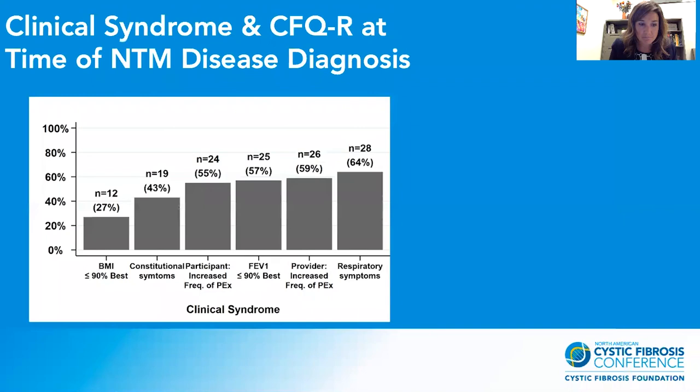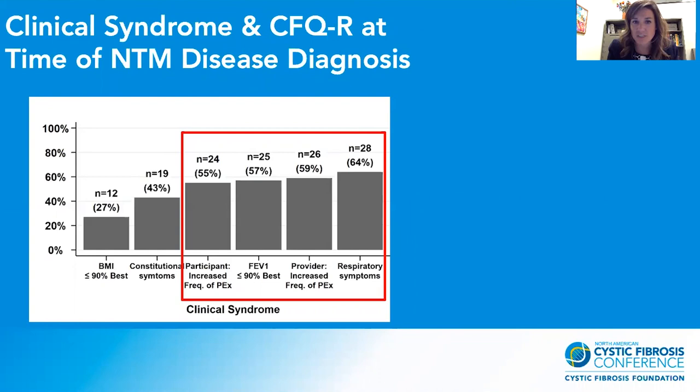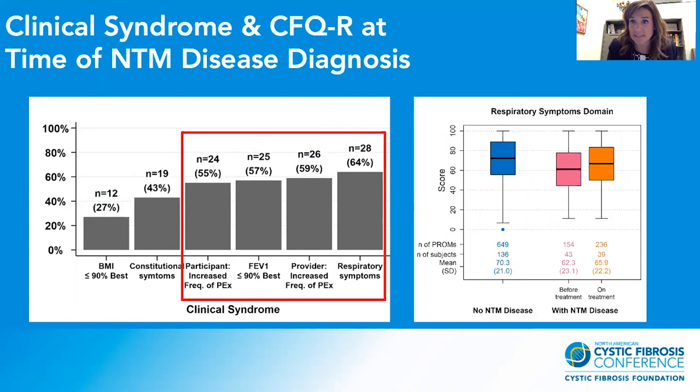I just want to show, as part of our current assessments for NTM pulmonary disease, we really rely quite a bit on symptoms of a clinical syndrome consistent with NTM, as well as CFQ-R results. And here is a figure summarizing the clinical syndrome features present at time of NTM disease diagnosis. And you can see the majority of patients have primarily respiratory symptoms at the time of disease diagnosis. So they've increased exacerbations, decline in lung function, or presence of respiratory symptoms such as cough or sputum production. And the majority of these data were collected before Trikafta. You can also see that related to CFQ-R respiratory domains, those with NTM pulmonary disease have a lower respiratory domain score compared to those without NTM disease, which shows that those with NTM disease have more respiratory impairment.